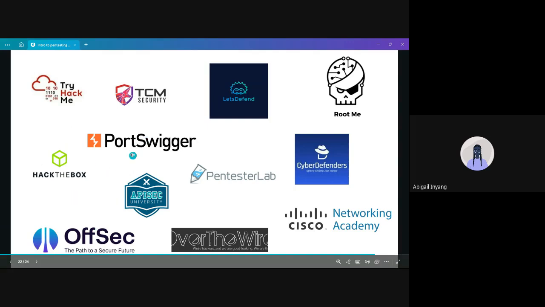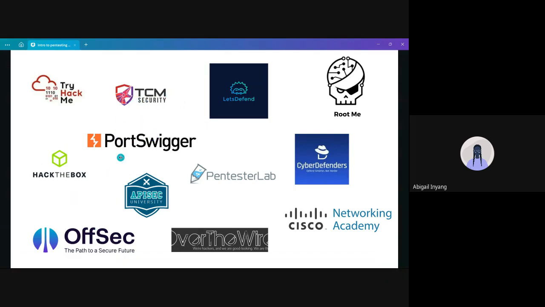PortSwigger is specifically for web applications. If you're interested in web application pen testing, you can check out PortSwigger. It's entirely free, compared to Try Hack Me and Hack the Box that have some free lessons, some free resources. Everything on PortSwigger is free to help you build your skills. API Sec University also has everything entirely free. If you want to learn about API penetration testing, you check out API Sec University to build your skills.